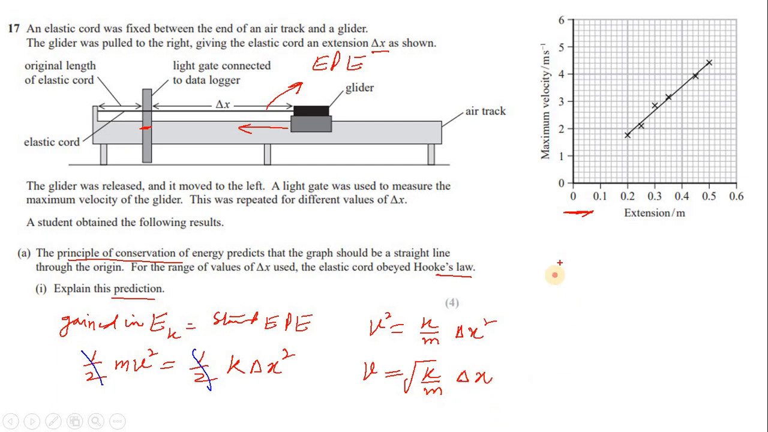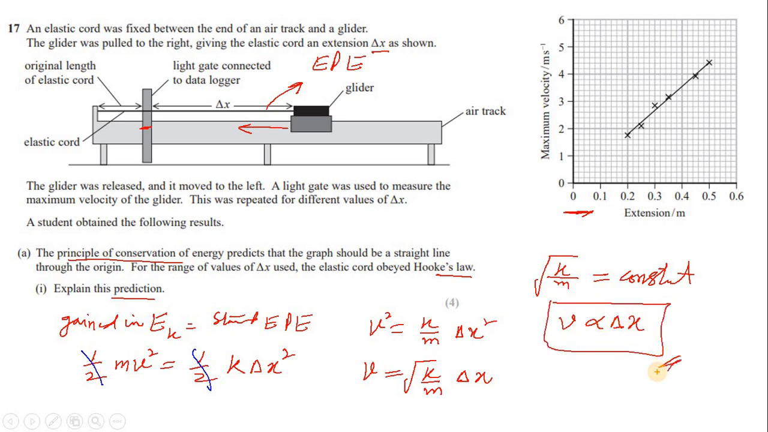Clearly the root of k by m is a constant term, because k is constant, the spring constant or Hooke's constant, and m is the mass of the object. So both the factors are constant in the square root. So this whole factor is constant. So now you can say that velocity is directly proportional to the extension. That's why we must have a straight line.